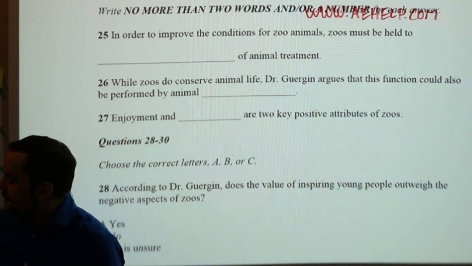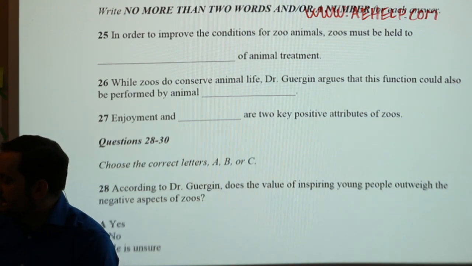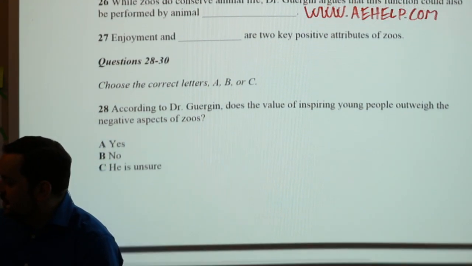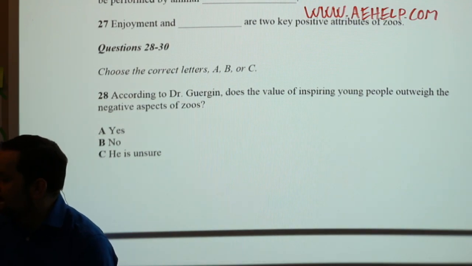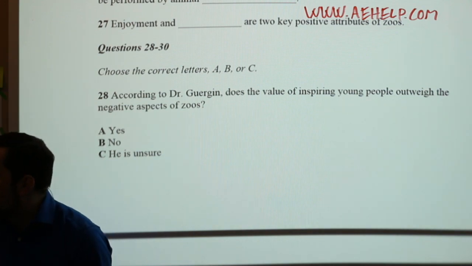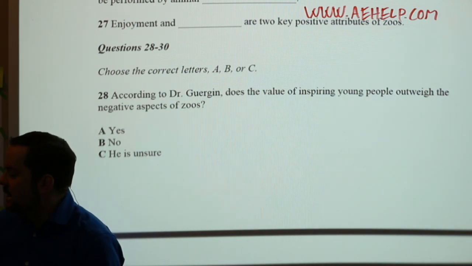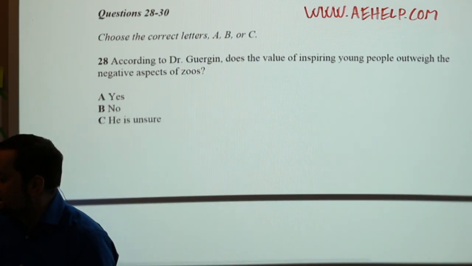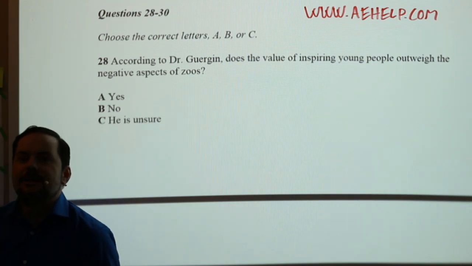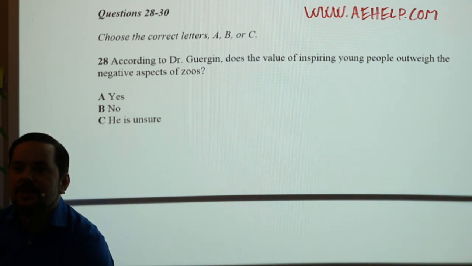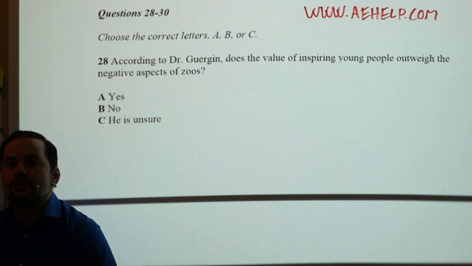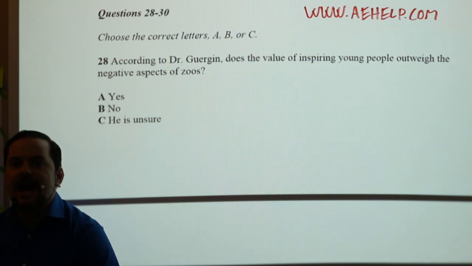Okay, let's jump a little bit here. So let's jump to question number 28. Choose the correct letters, A, B, or C. According to Dr. Guergin, does the value of inspiring young people outweigh the negative aspects of zoos? Can somebody paraphrase this one for me? So according to Dr. Guergin, does the value of inspiring young people outweigh the negative aspects of zoos?